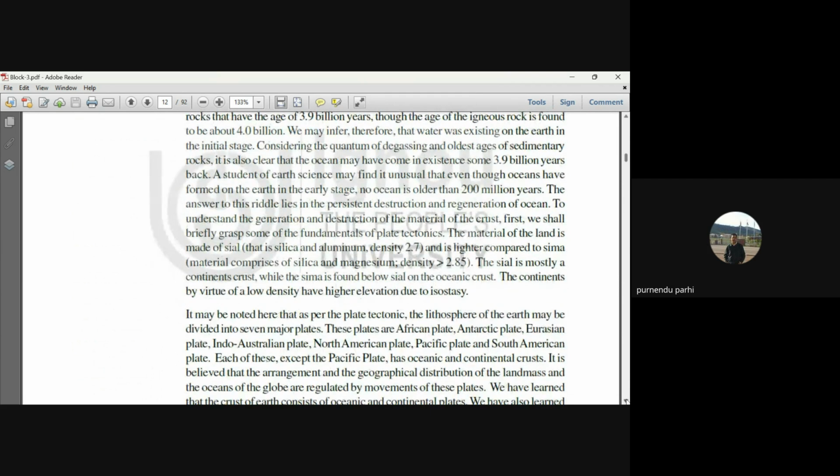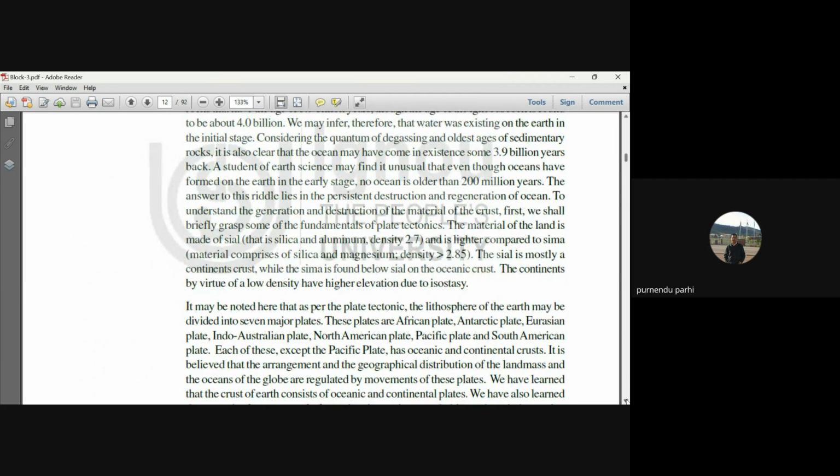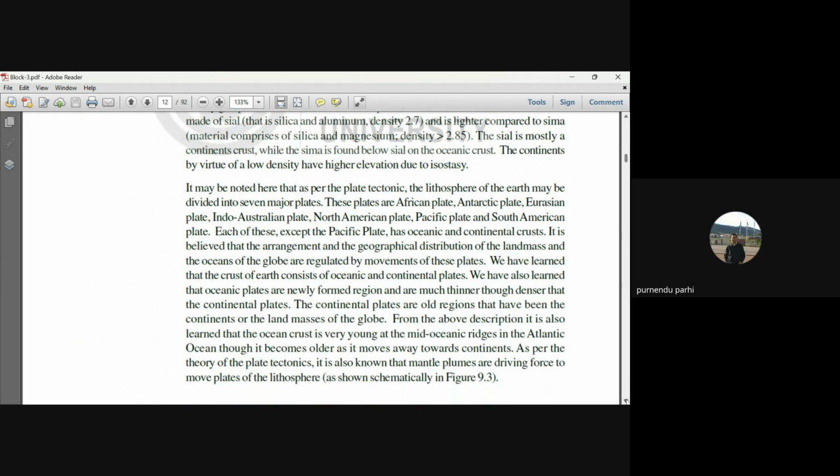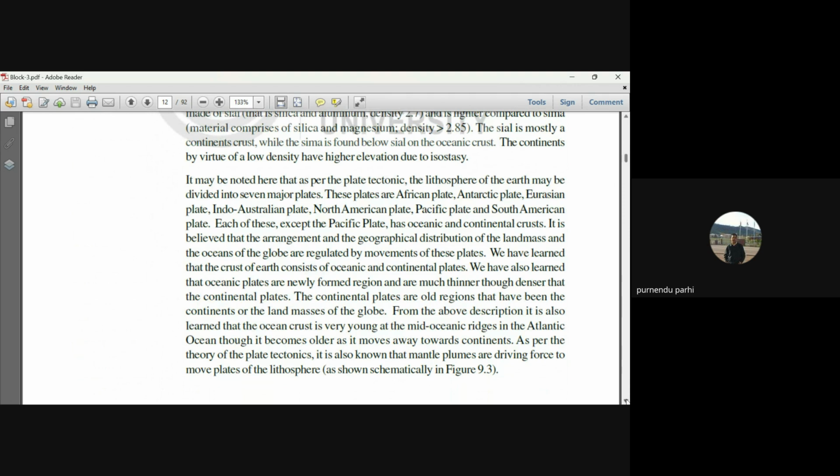It may be noted that, as per the plate tectonics, the lithosphere of the Earth may be divided into seven major plates. These plates are African plate, Antarctica plate, Eurasian plate, Indo-Australian plate, North American plate, Pacific plate, and South American plate. Each of these, except the Pacific plate, has oceanic and continental crust. It is believed that the arrangement and the geographical distribution of the landmass and the ocean of the globe are regulated by the movement of these plates.